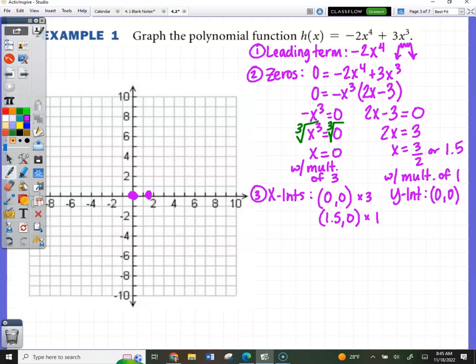Now, the next part is where you just say to yourself, okay, now I need to know where the graph is around those points. I know what it's doing at the end, right? I know that it's going to go down on both ends. But what it's doing around here, oh gosh, I don't know what it's doing around here.